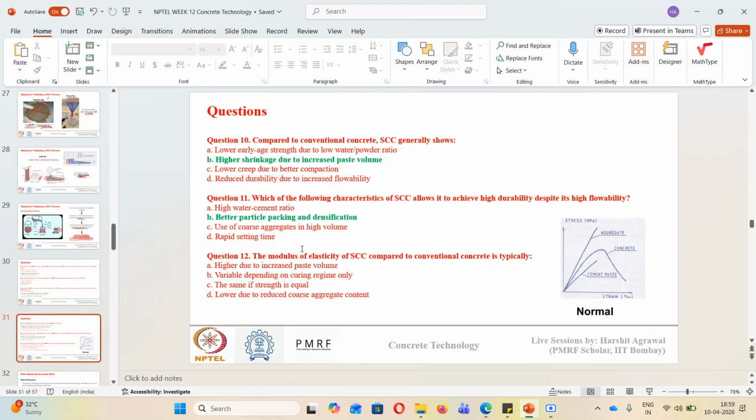Question number 12. The modulus of elasticity of self-compacting concrete compared to a conventional concrete is typically higher or lower? Can anyone tell me whether the self-compacting concrete will have higher MOE or lower MOE?